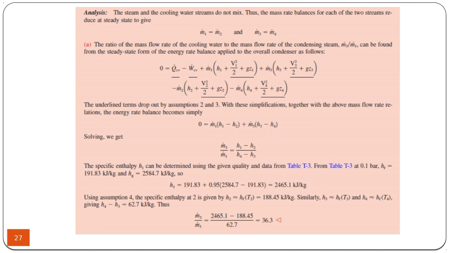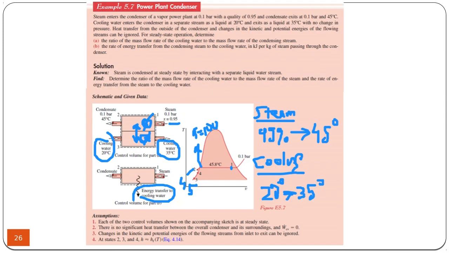Because the heat exchange is between the cold stream and hot stream, there is no heat exchange between the system and the surroundings. So this one is 0 because there is no heat exchange with the surroundings. So we should say that in this case, Q is 0.